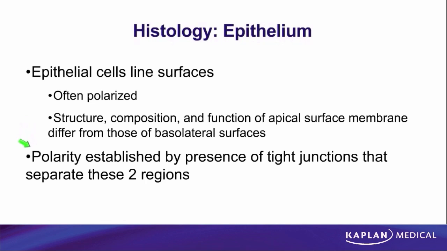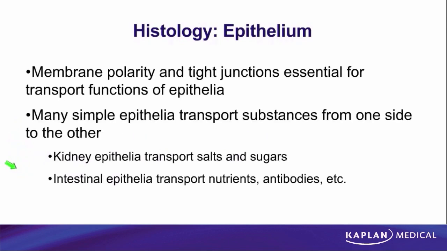We're often going to see junctional complexes called tight junctions that will separate the two regions that have these two different functions. And we'll see what we mean by that in a few moments. And these tight junctions are going to be essential to maintain the integrity of the polarity and thereby maintain the integrity of the transport function.